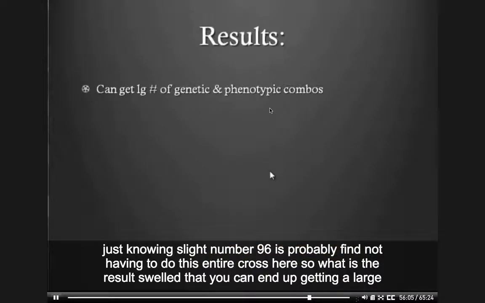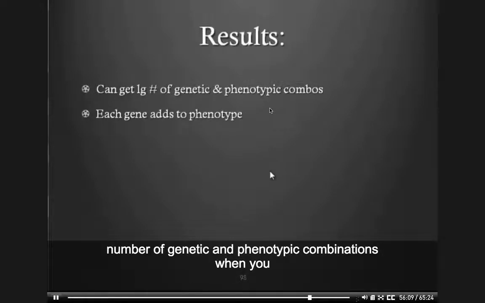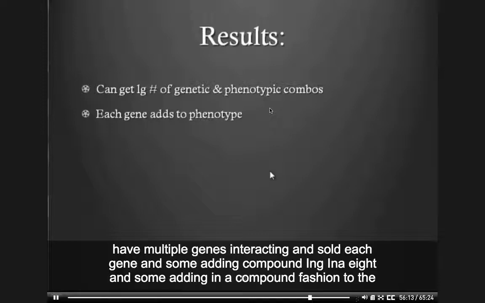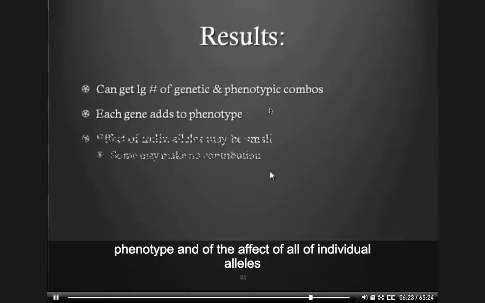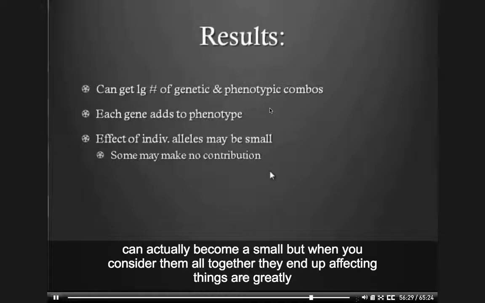So what is the result? Well, you can end up getting a large number of genetic and phenotypic combinations when you have multiple genes interacting. Each gene ends up adding in a compound fashion to the phenotype. The effect of individual alleles can be small, but when you consider them all together, they end up affecting things greatly.